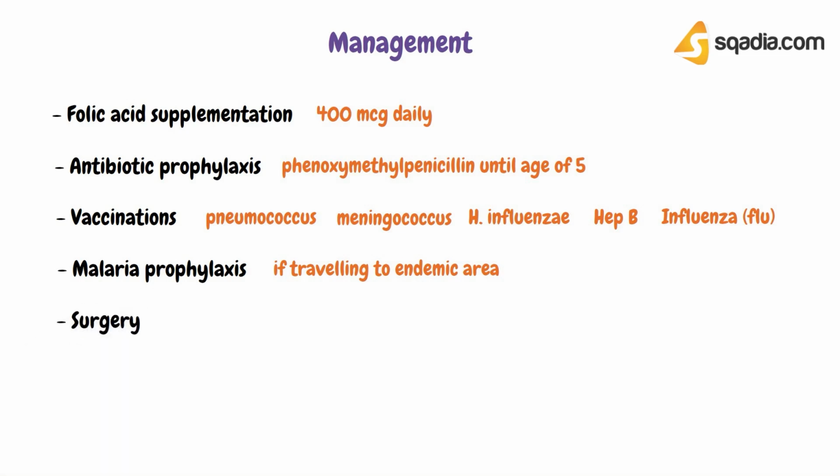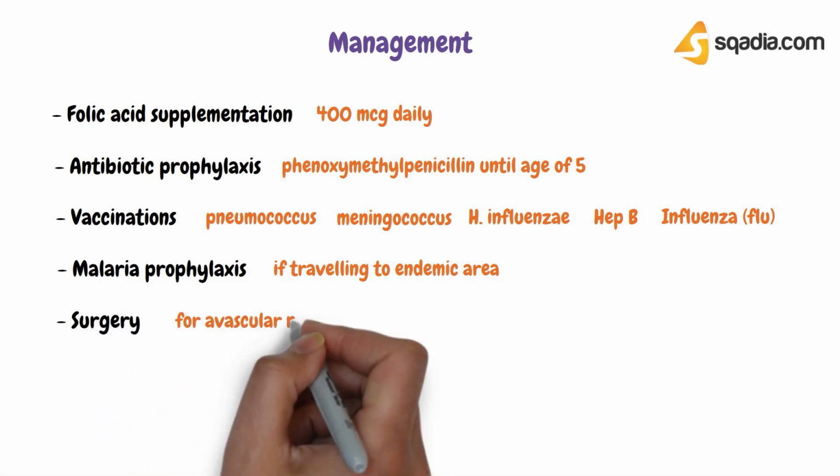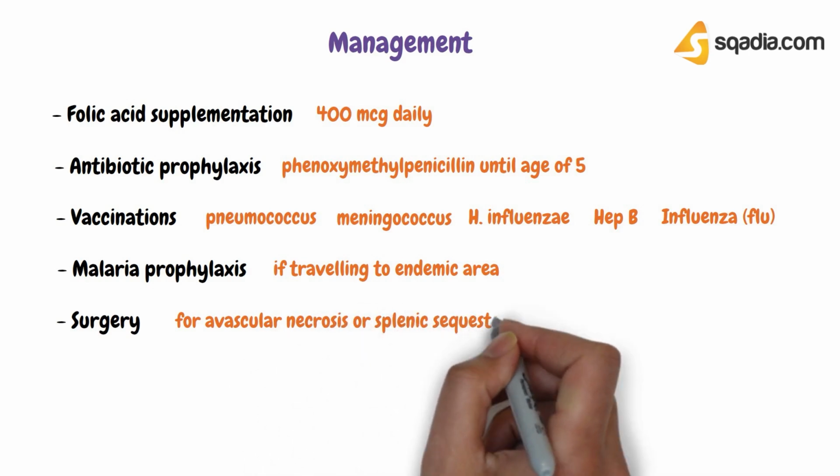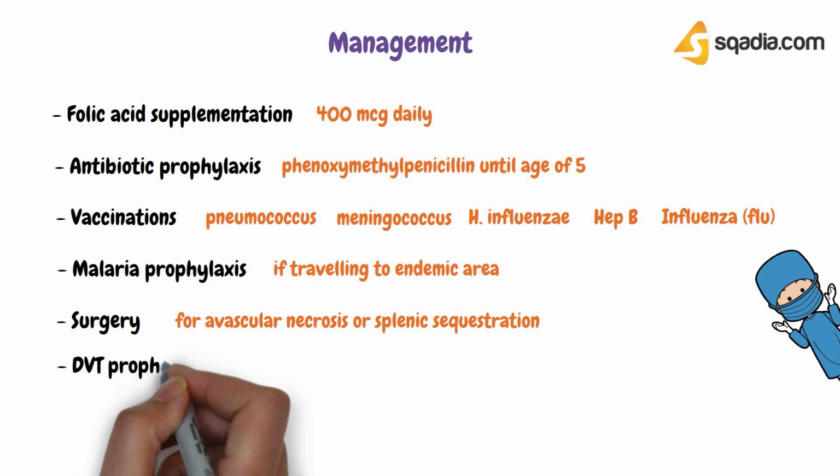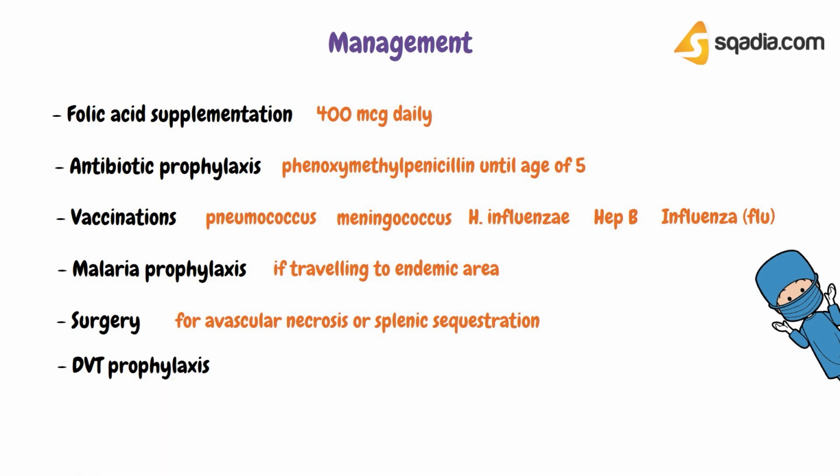Surgery is also an option for those who have avascular necrosis of the femoral head or splenic sequestration. DVT prophylaxis is also warranted for people with sickle cell anemia who have been admitted in the hospital. And DVT prophylaxis can just include anticoagulants such as low molecular weight heparin.